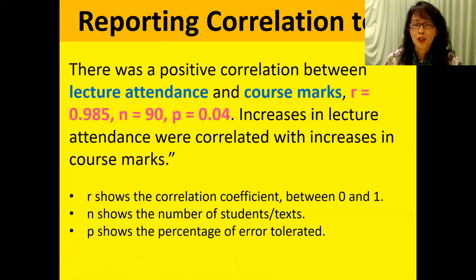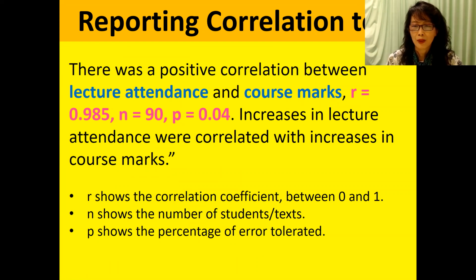This is how correlation test results are reported. There was a positive correlation between lecture attendance and course marks. R equals 0.985, N equals 90, and P equals 0.04. So this result shows that increase in lecture attendance is correlated with increases in course marks.